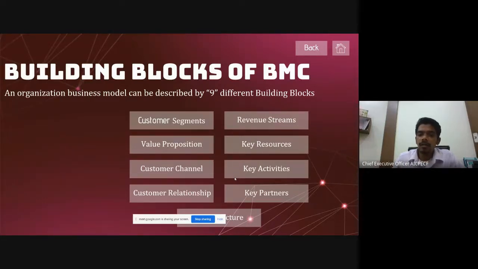The third building block is customer channel. The fourth one is customer relationship. The fifth one would be revenue streams. The sixth one is the key resources. The seventh is the key activities.